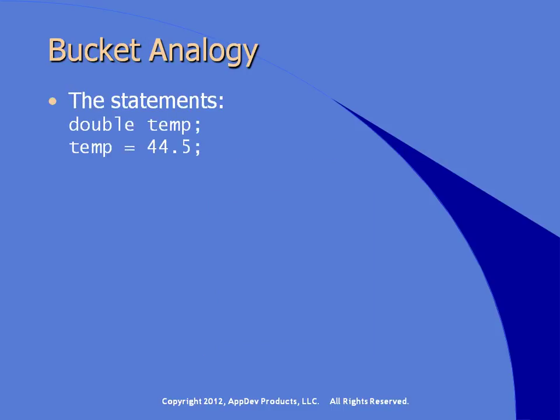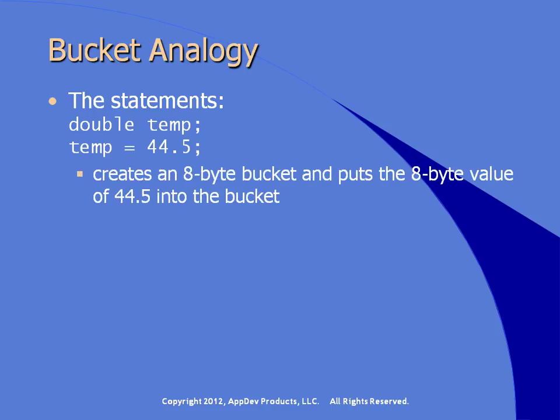Now consider this statement: double temp equals 44.5. This is going to create an 8-byte bucket, because doubles tend to be 8 bytes in most languages. And it's going to move into that memory location, where that bucket's located, the value of 44.5.